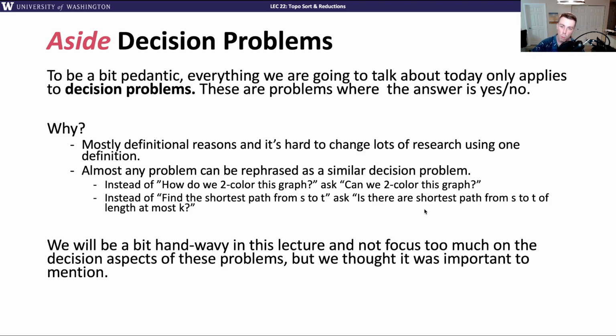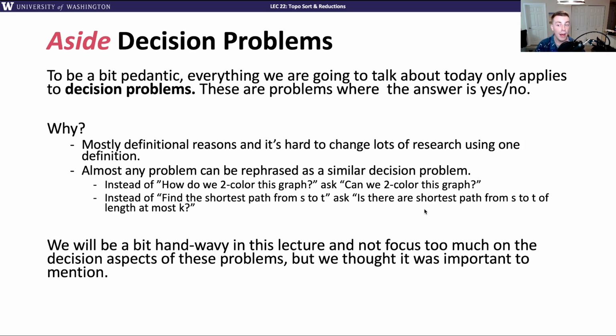And so all of the core definitions for the things I'm going to show you today really bake into it this idea of a decision problem. Now, this isn't that big of a deal. Pretty much any problem you can think of can be phrased as a decision problem. Instead of asking, how do I two-color this graph? You can ask, can we two-color this graph?